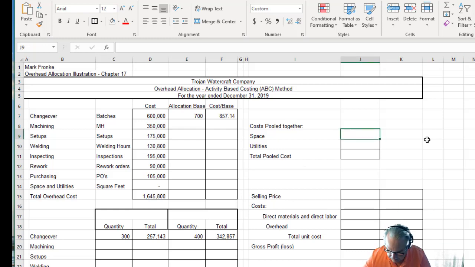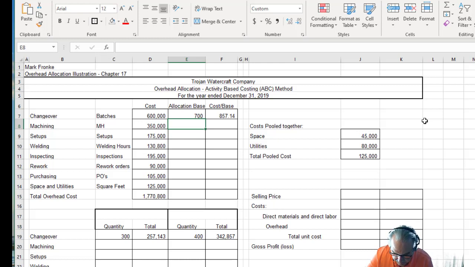So the space is $45,000 and the utilities is $80,000. And when we add those together, we get $125,000, and there's our $1,770,800. Same exact costs. Now we're just categorizing it or breaking it into these 8 categories. So I've already calculated the cost per batch for changeover.